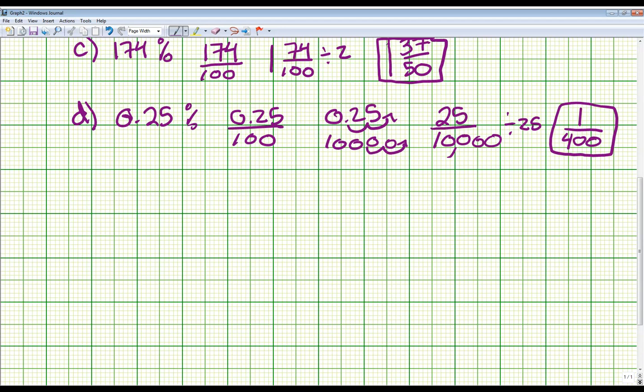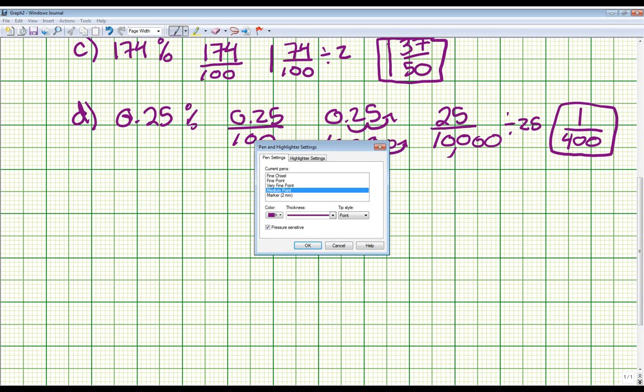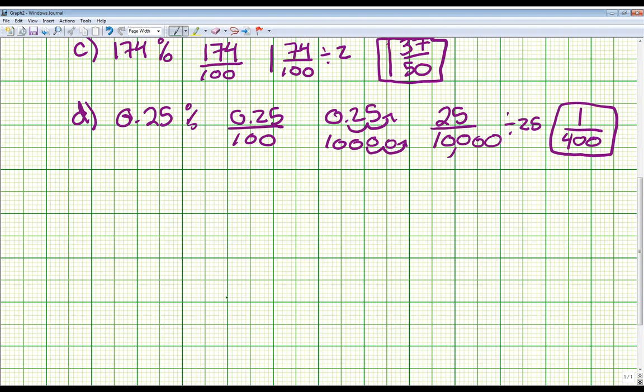Glancing now over at page 221, we have another key idea at the top. It says writing fractions as percents. So now we're actually going to be working the opposite direction. This time they give us a fraction, and we're going to have to work backwards and write it as a percent. It says write an equivalent fraction with the denominator of 100. Then write the numerator with a percent symbol.